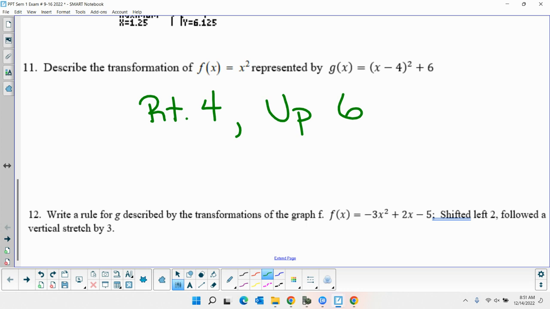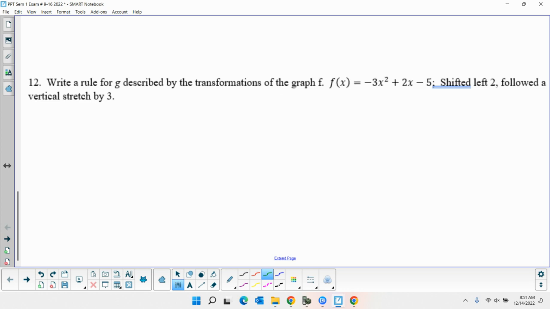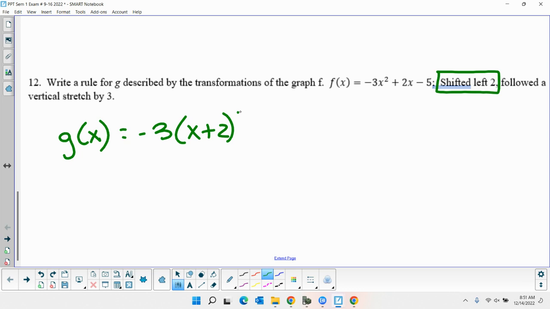All right. This one's got a little work to it. We're going to write a rule, another function g, that describes the transformation. Shifted left 2. So all we're doing is that first. What do I do to the x? If I'm going left 2, I make it x plus 2. So wherever I see an x, I change it to x plus 2. So that's what it looks like. Now I have to simplify it before I do the next step, before I do the vertical stretch.